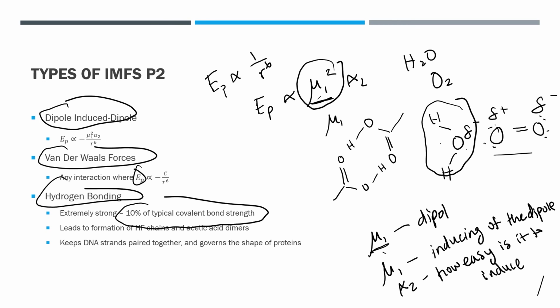So, for example, two examples of this that I know of are the formation of hydrogen fluoride chains and also acetic acid dimers.